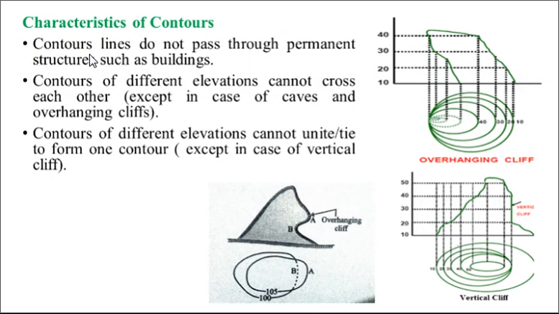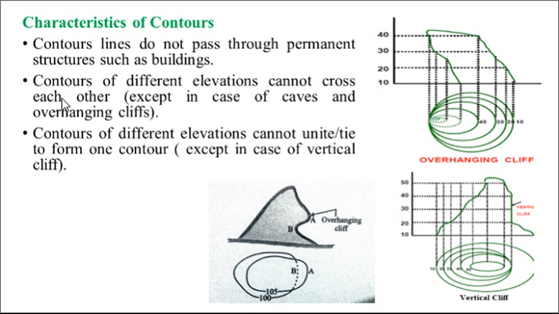Next characteristic: contour lines do not pass through permanent structures such as buildings. When we are drawing the contour map for a particular area, we can't survey on the building. Hence the contour lines do not pass through permanent structures, maybe a building or whatever other permanent structures are there.